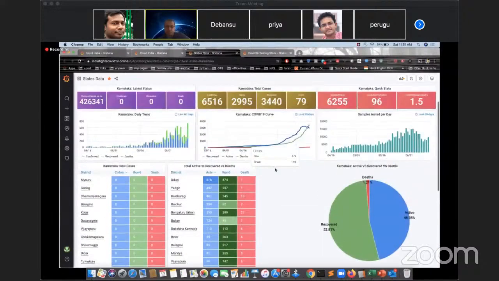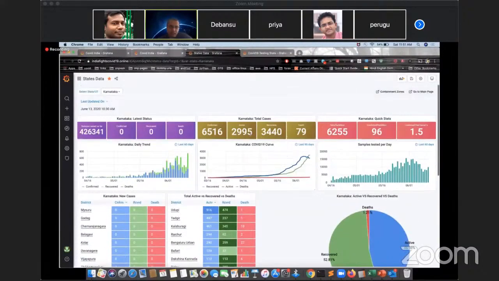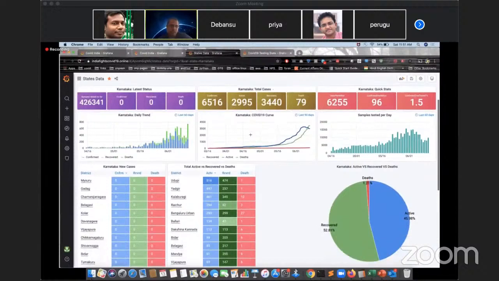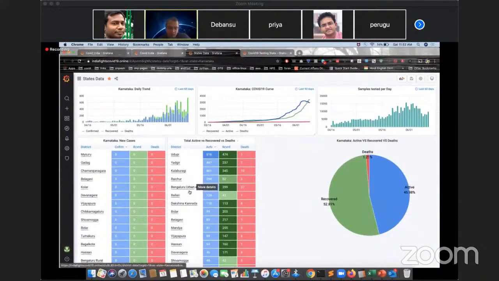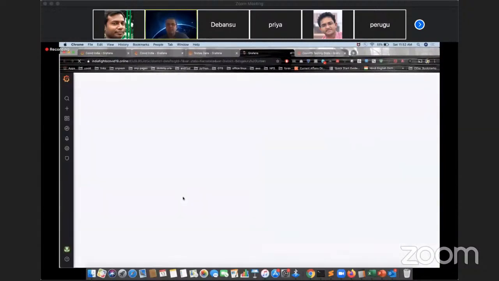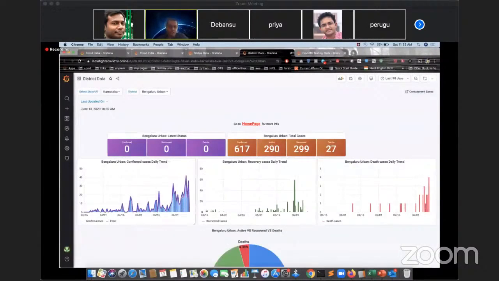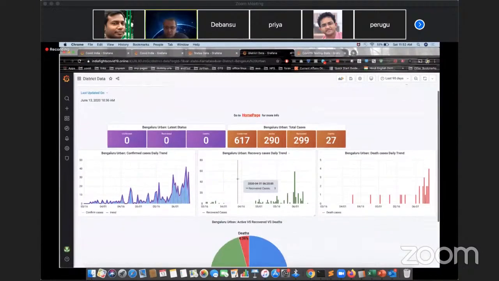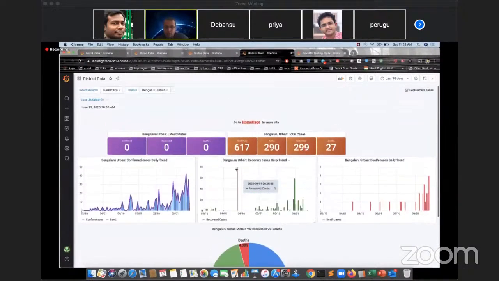So this is the next level. And then just, I would say, 1 week back, we added one more level, which is the district level. So now you can drill down to district level as well. So I'll drill down to Bangalore Urban. Yep. So you can see here there are not many graphs because there is not much to show, but yeah, there are some quick stats which are helpful.